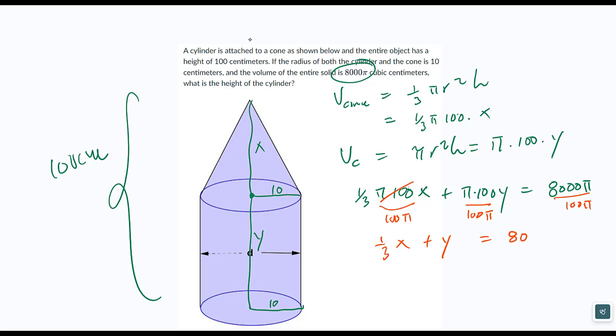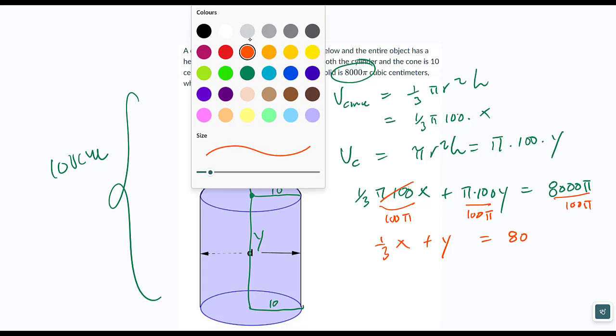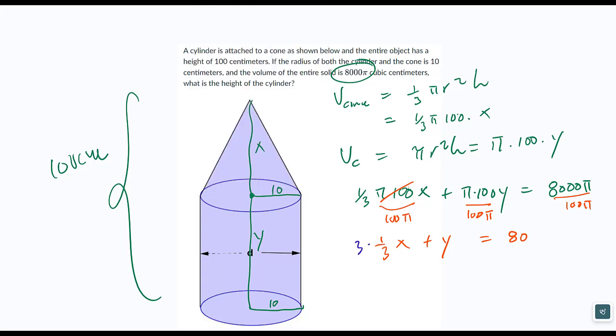Now in this case, I don't like this fraction. So as a result, I'm going to multiply through everything by 3. Let's use blue. If I multiply everything by 3, this is going to give me x plus 3y equal to 3 times 80, which is simply 240. And that's going to be my first equation.